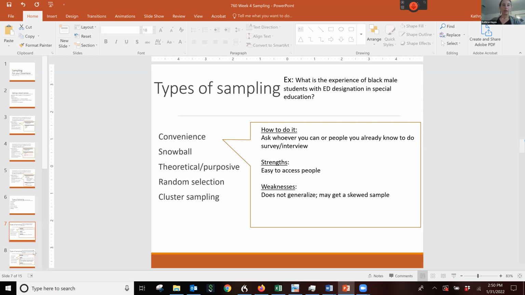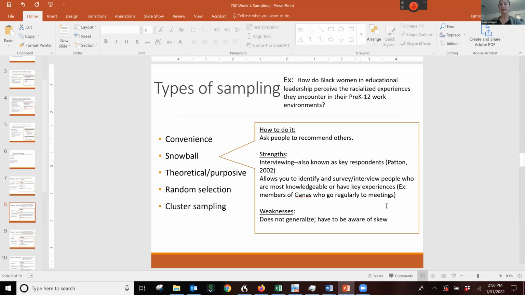non-theoretical. Moving a little bit more broadly is something called a snowball sample. This is where you might have one or two or three people that you know in that category, and then you ask them to recommend others. So an example research question for this might be, how do Black women in educational leadership perceive the racialized experiences they encounter in their pre-K-12 work environments?